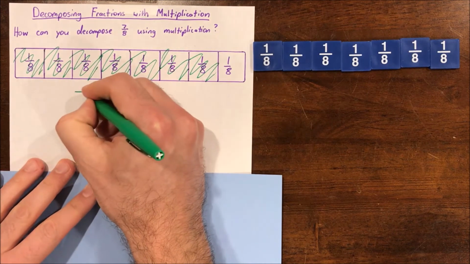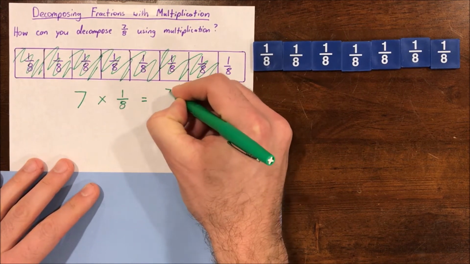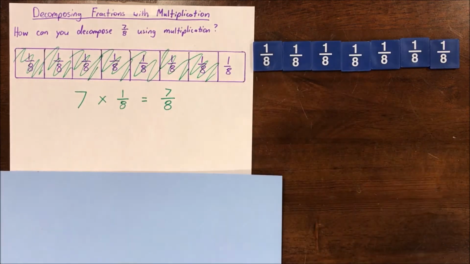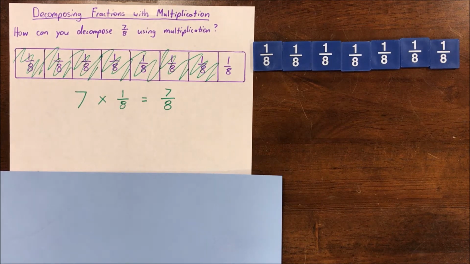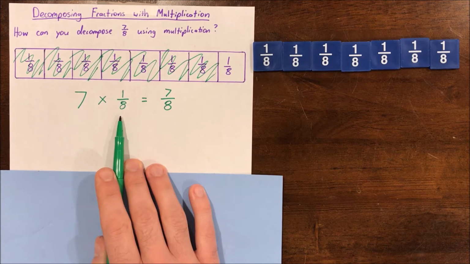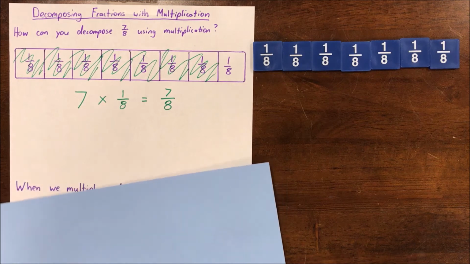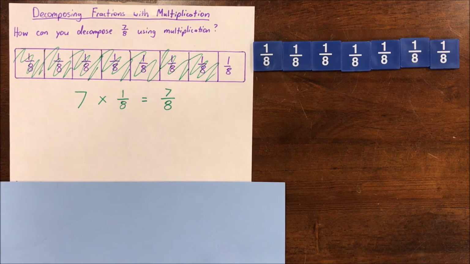Yeah, we could write 7 times 1/8 equals 7/8. Okay, well, why does that make sense? Say it out loud. Sure, we've got 7 groups with 1/8 in each group for a total of 7/8. That's multiplication, right? We multiply the number of equal groups by the amount in each group, and we find the total.